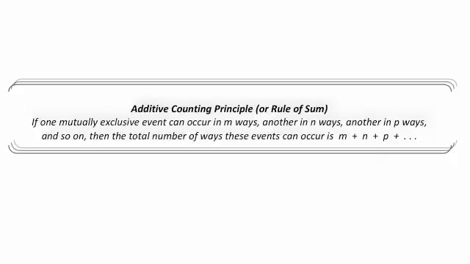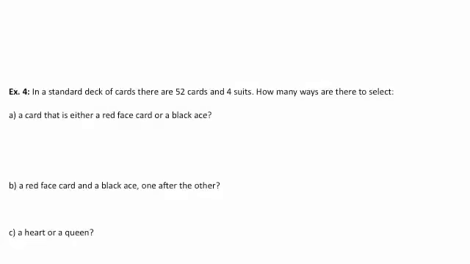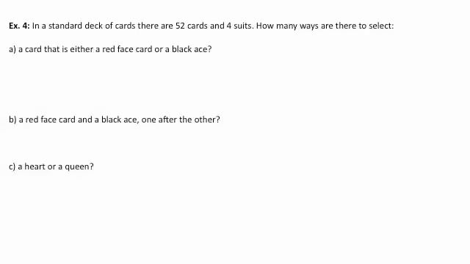So the additive counting principle says that if one mutually exclusive event can occur in m ways, another in n ways, and another in p ways, and so on, then the total number of ways that these events can occur is m plus n plus p, etc. We'll take a look at this additive counting principle in this next example.